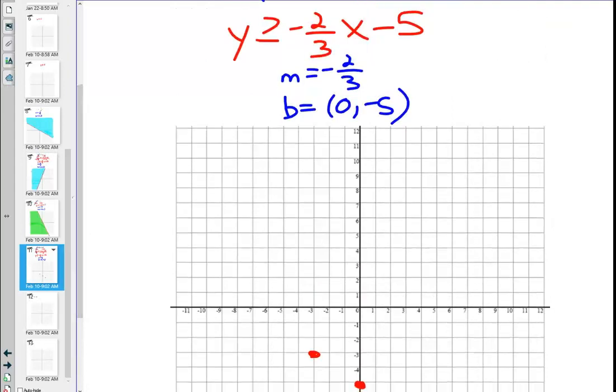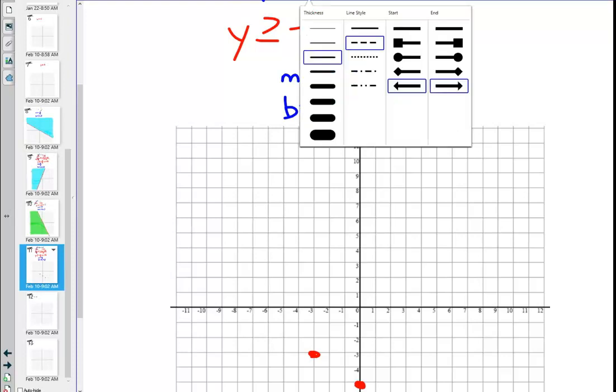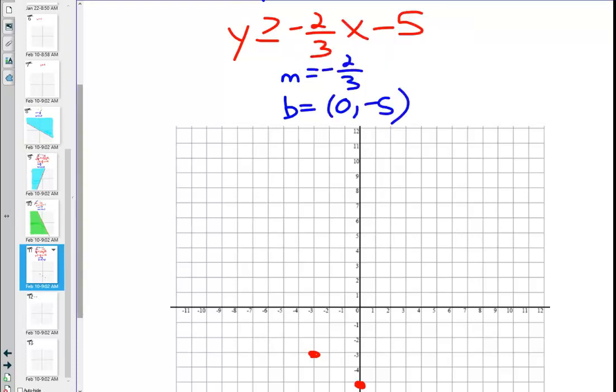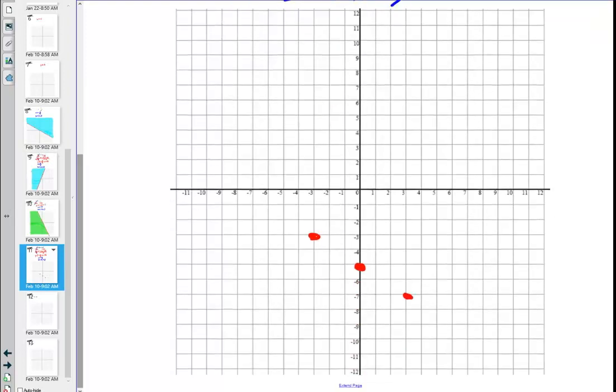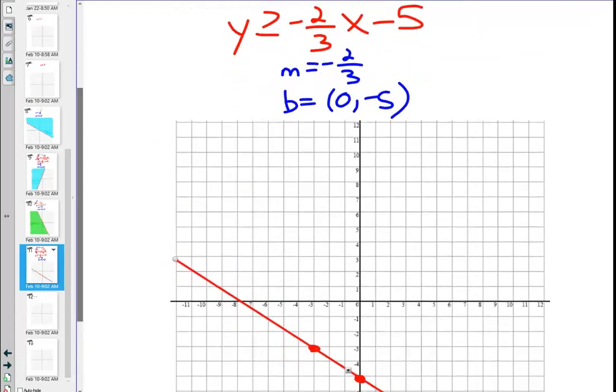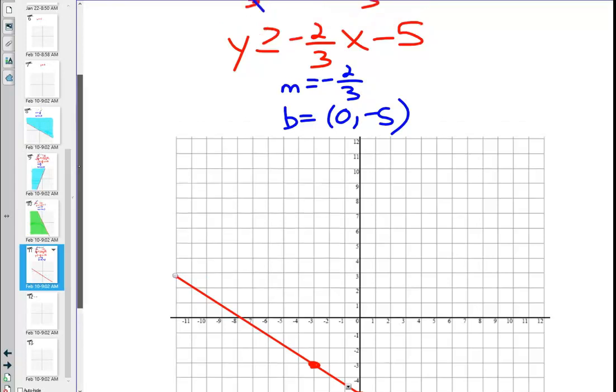Andrew, this is going to be solid or broken? Solid, good. Hiram, where do you want to shade? Oh, we're going to shade up this time. Up, yes. Shade the sky. Good.